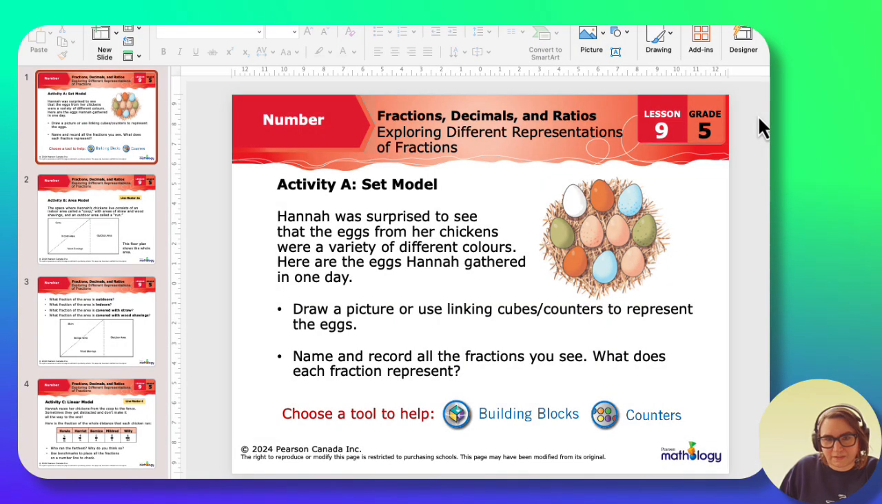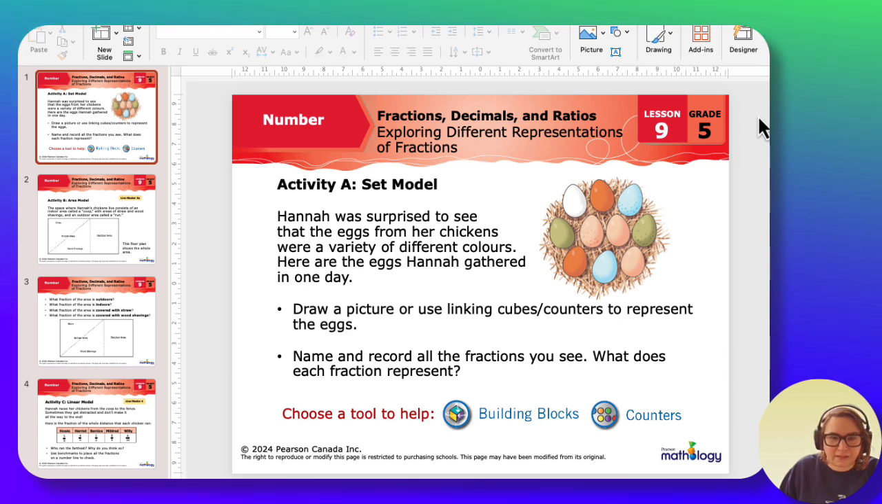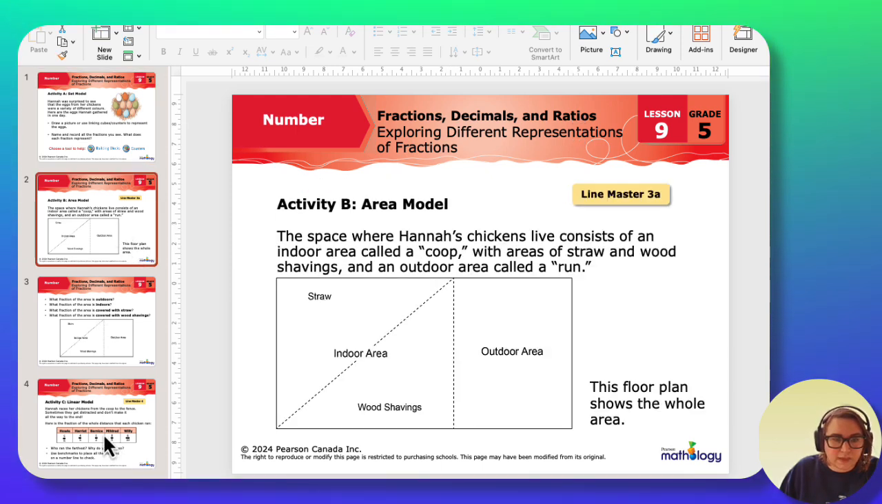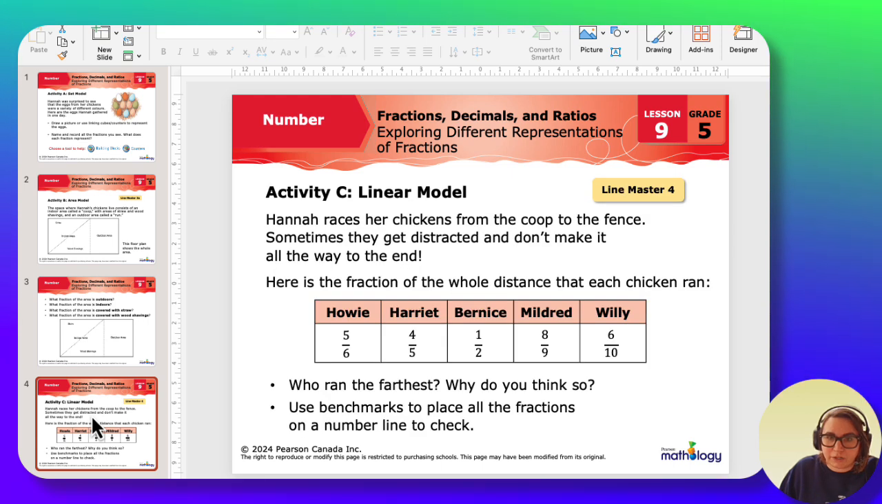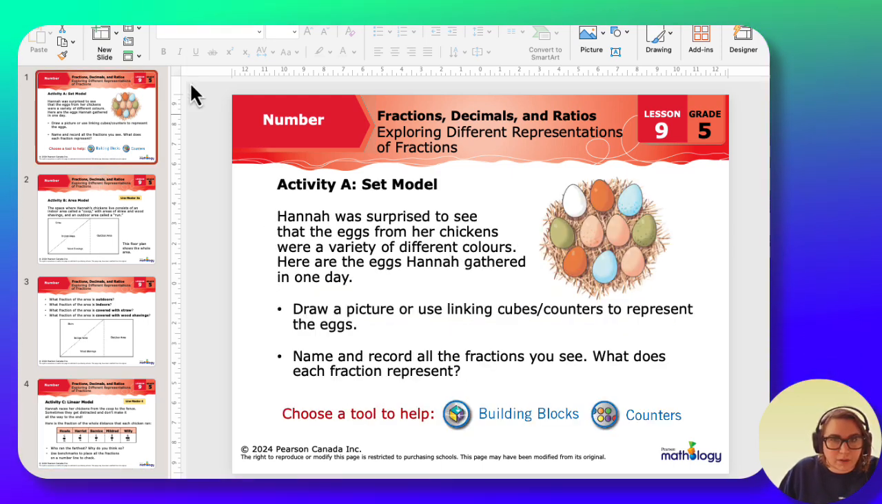We start off with this slide deck from Mathology that tells the story of Hannah and her chickens. And there's three different activities in here. Each of these activities could be done on a separate day because they focus on each of the three models. So we start here with the set model. We're going to do lots of work representing that. Then we move into the area model and the linear model of representing fractions. So let's start with activity A, the set model.